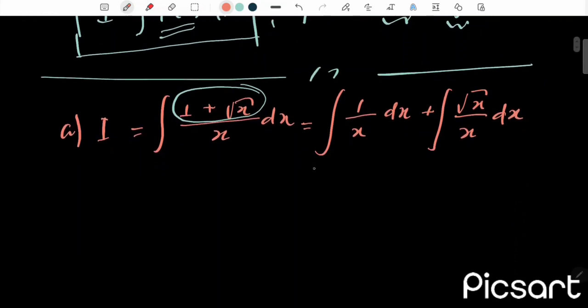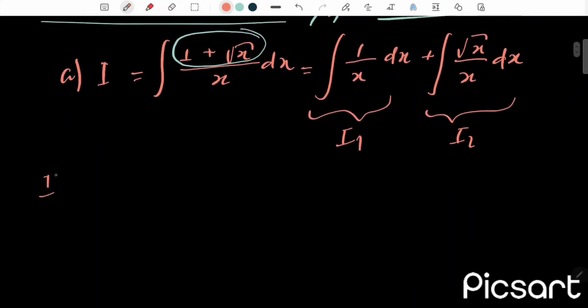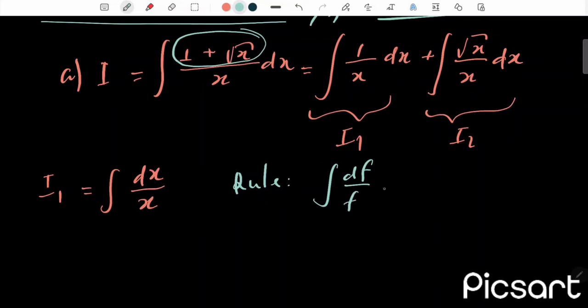Now I will call the first part I1 and the second part I2. The first one, I1, is the integral of d of x over x, and we can see from here that we can apply the following rule: the integral of d of f over f is equal to ln of f plus c, so that I1 is equal to ln of x plus c1.